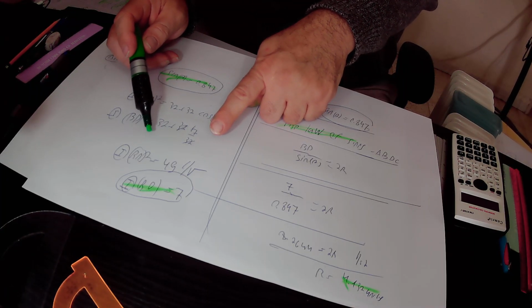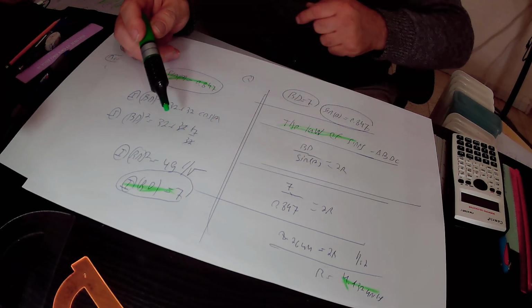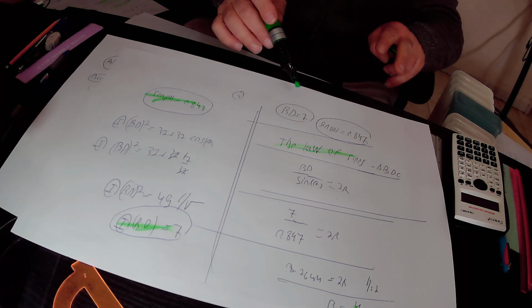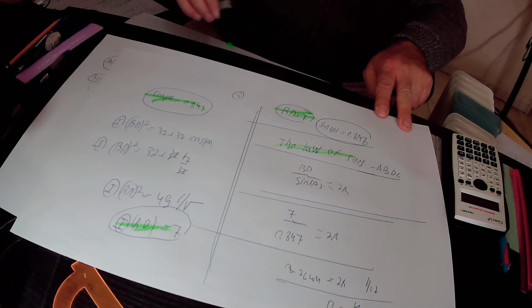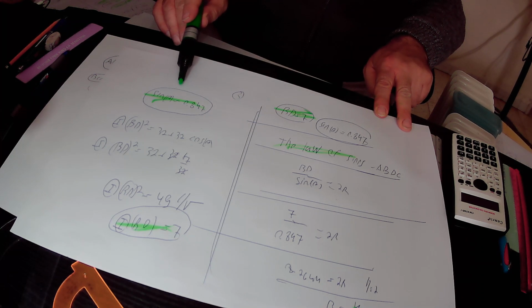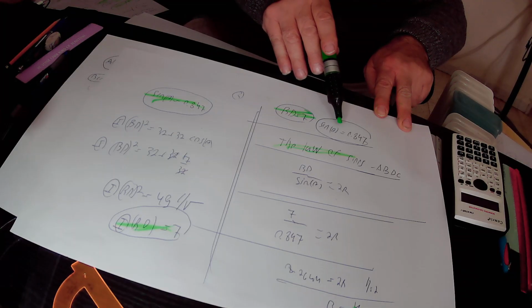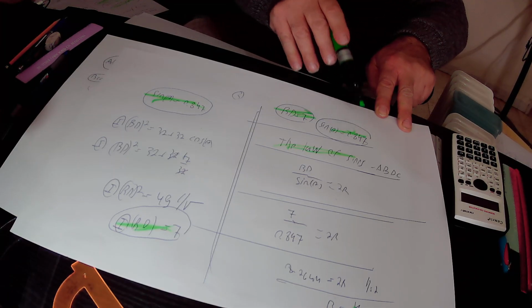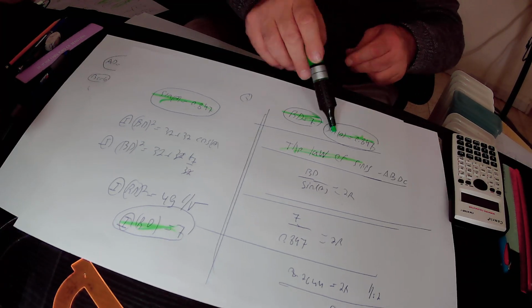Here we took the square root of this equation, and we found that BD equals the square root of 49, that is 7. So in total, we found that BD equals 7 units in length, and we found that sin theta equals 0.847. The next step, we implemented the law of sines.